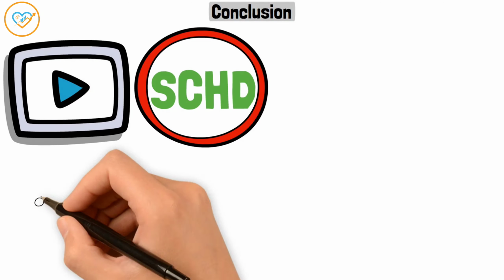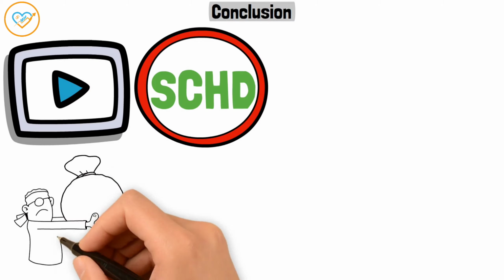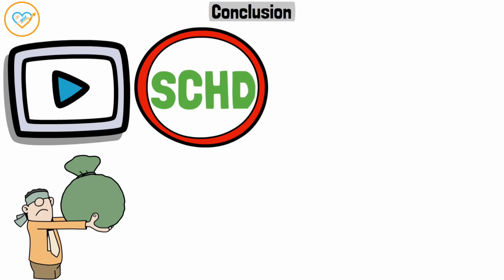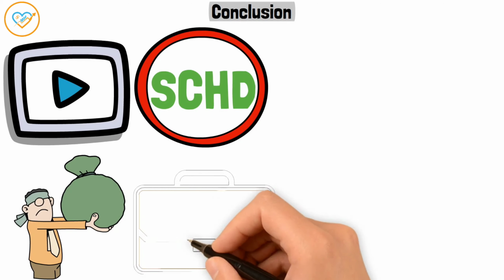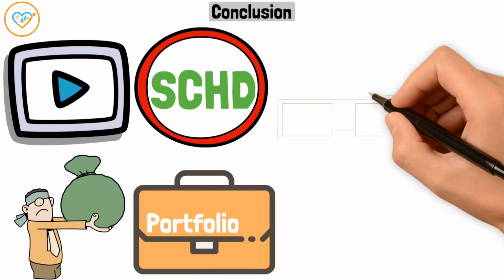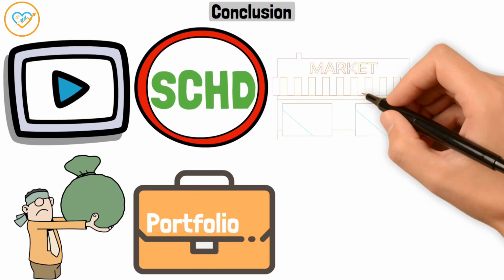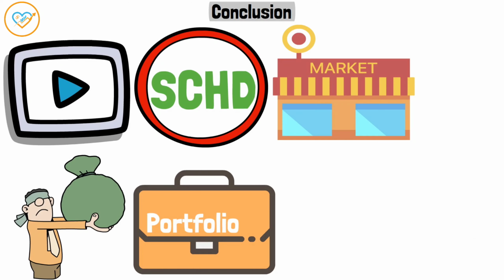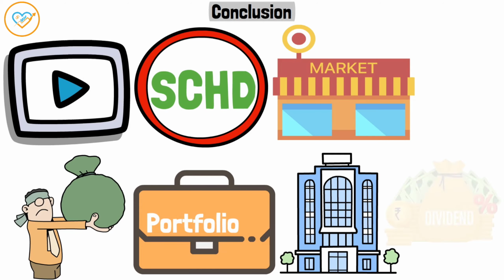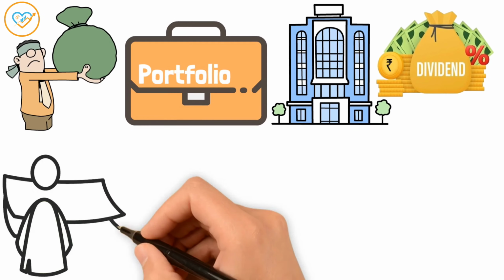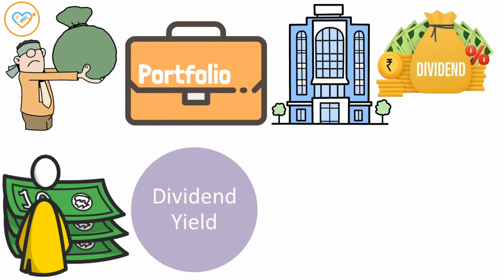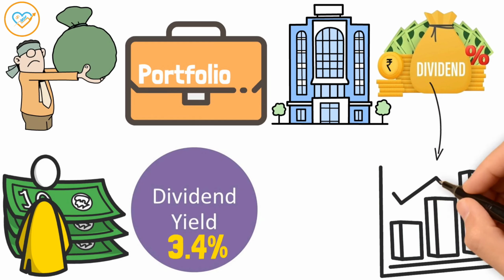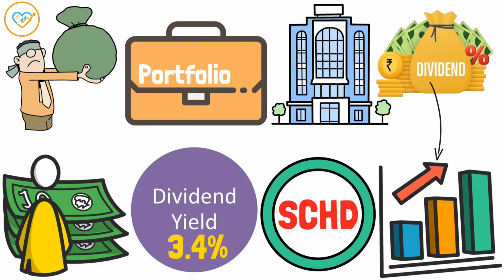Conclusion. As we come to the end of this video, SCHD stands out as a compelling option for long-term investors, despite some of its top holdings currently being overvalued. Its diversified portfolio across multiple sectors ensures resilience in varying market conditions, while its emphasis on companies with strong dividend growth histories provides steady income potential. With a dividend yield of 3.4% and a proven record of consistent dividend increases, SCHD offers both income and growth opportunities.